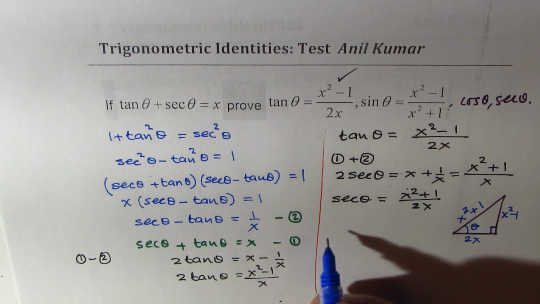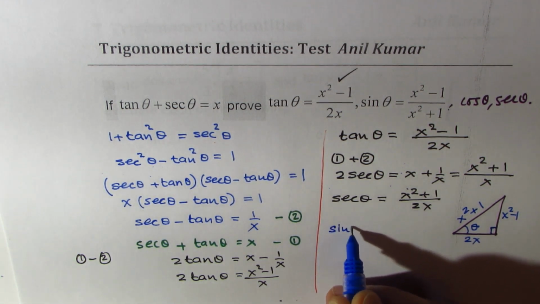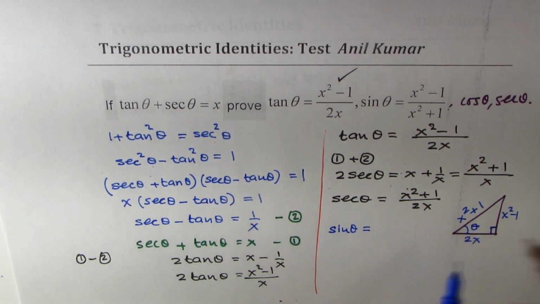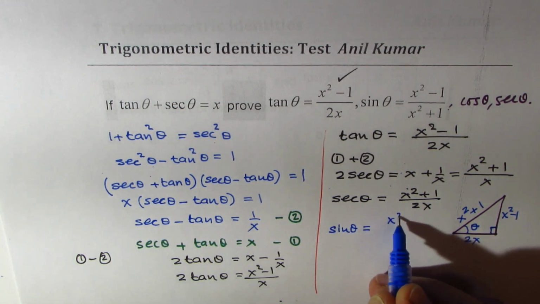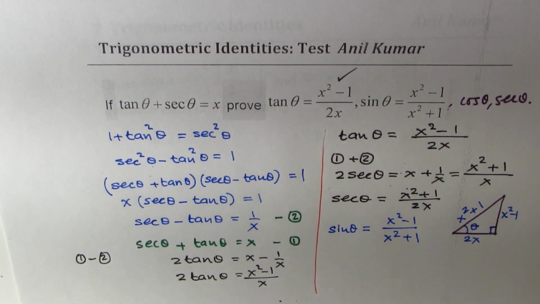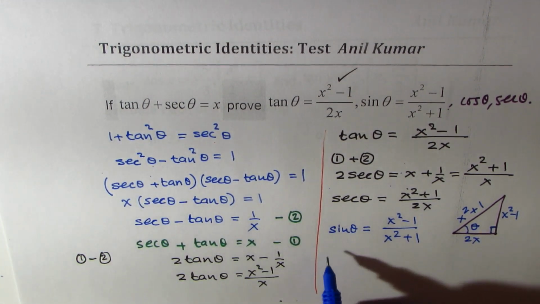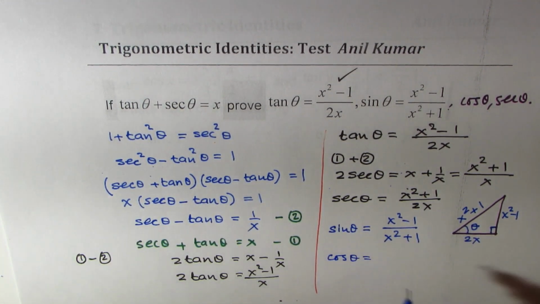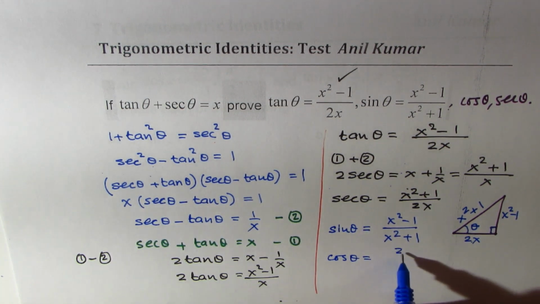So from the triangle, we can write what sine theta is equal to, right? So sine theta is x square minus 1 over x square plus 1. Does it make sense to you? Right? You could also write what cos theta is. Cos theta will be 2x over that.